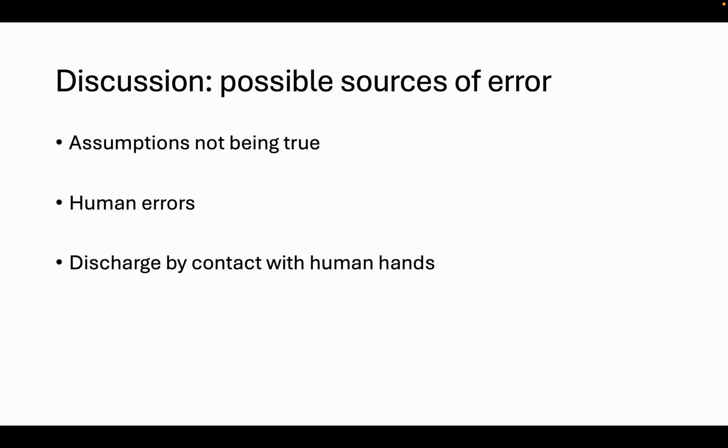The possible sources of error that could have happened in this experiment are the previous assumptions not being true. For example, in real life, air resistance has effects, therefore it could have altered the outcomes. Human errors such as measurement or camera angle errors. And finally, the tape's charge could have been discharged by contact with human hands.